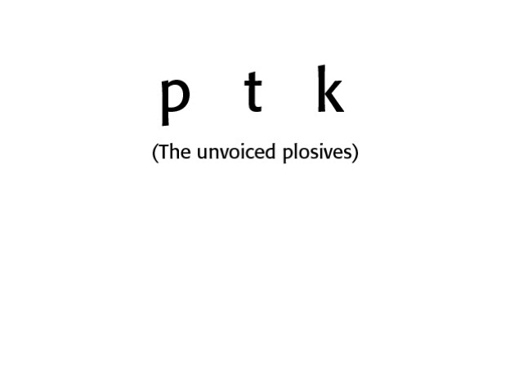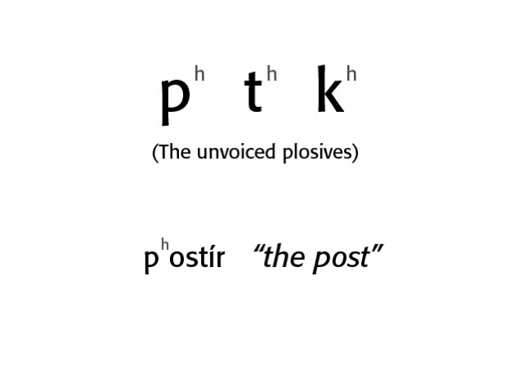The unvoiced plosives p, t and k are often aspirated, just like in English or German. This means that they are pronounced with a slight puff of air after them in certain positions. Speakers of languages with aspiration probably won't even notice they do it, so if you're a native speaker you don't really need to worry about it. Postir. Post.